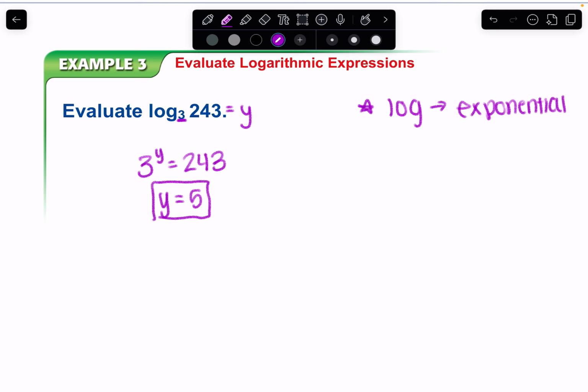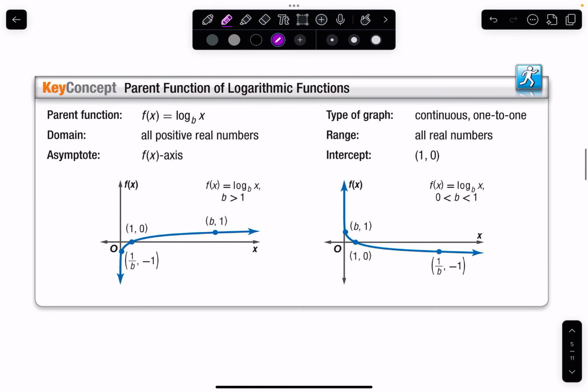So examples 1, 2, and 3 are all similar to each other in terms of changing from log form to exponential form, or vice versa, and then using that to solve. Example 4 is going to get into graphing stuff. So examples 4, 5, and 6 are all actually graphing.